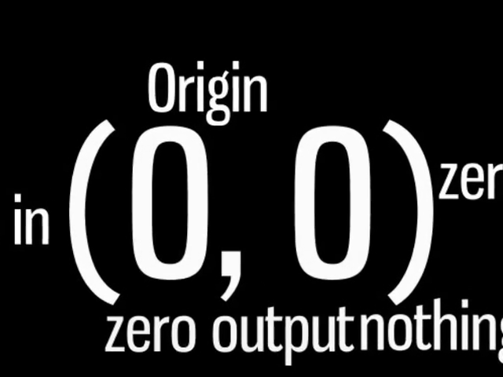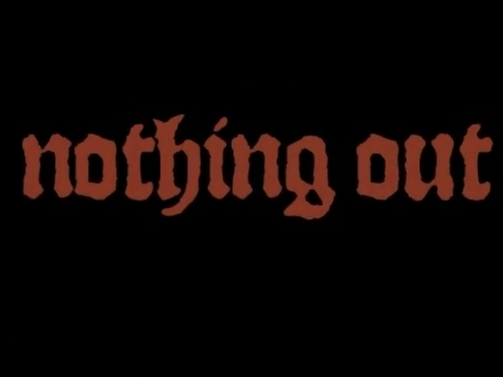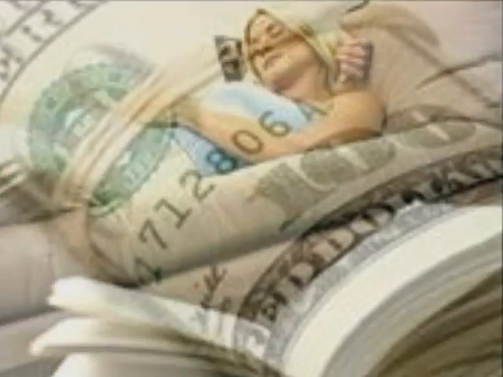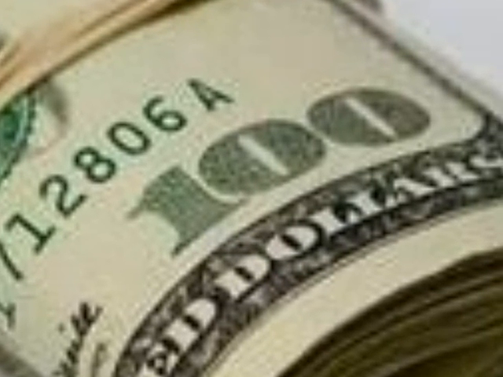So remember, direct variation has to go through 0, 0. Put nothing in, get nothing out. Work no hours, get no pay. How is that for direct?